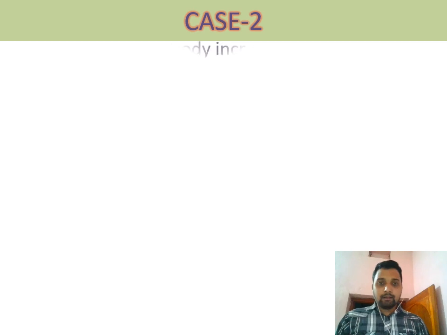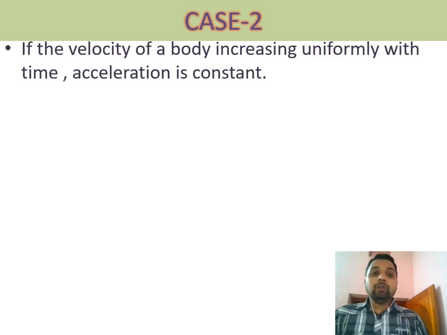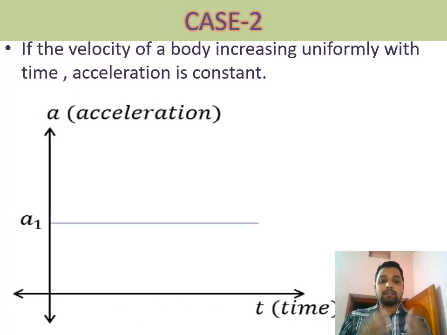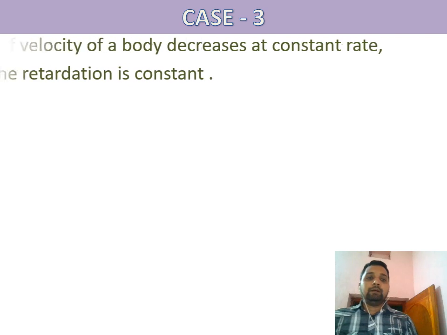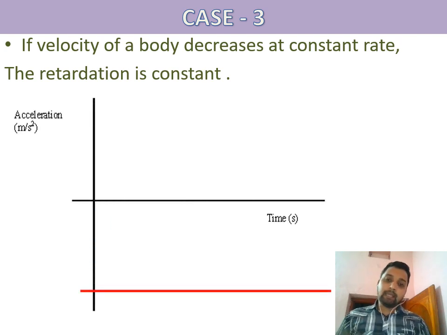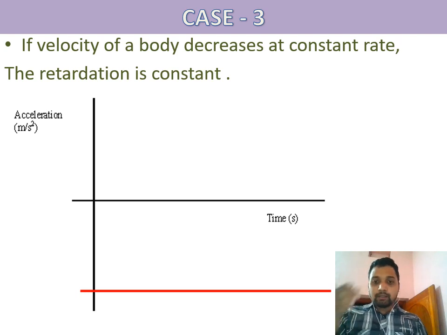Second case, case 2: if the body's velocity is increasing uniformly with time, acceleration remains constant. In that case, we get a graph parallel to the x-axis, because for every uniform change between velocity and time, we get the same acceleration. But when we come to retardation, case 3, we get another graph, with constant retardation. Retardation means negative acceleration, so we have to take the downside of the y-axis. So we'll get a graph which is again parallel to the x-axis, but the position of the graph is down.